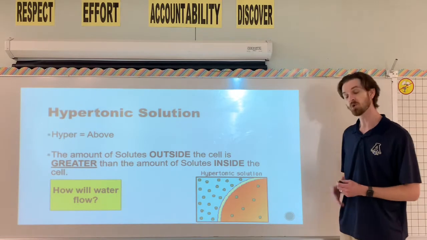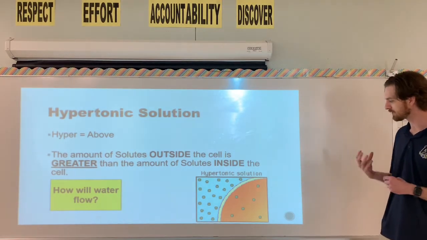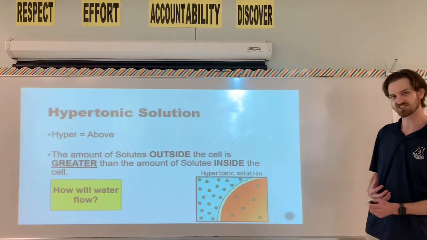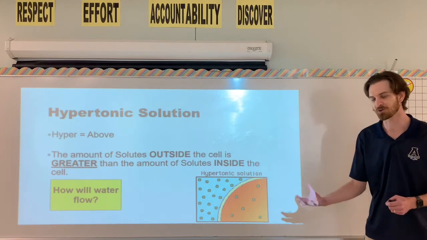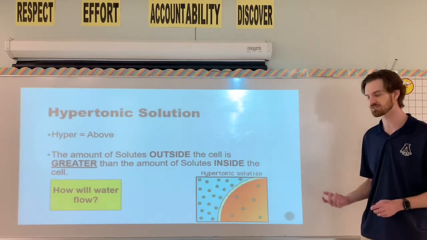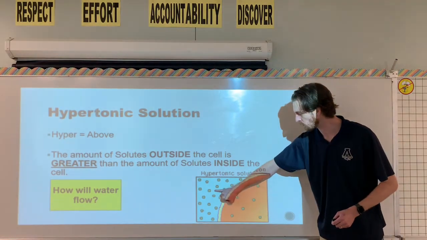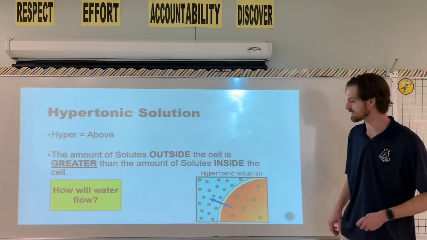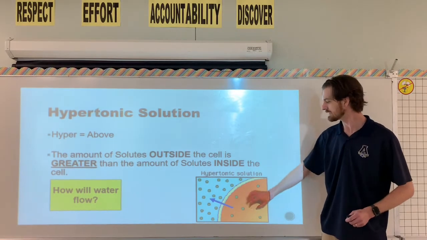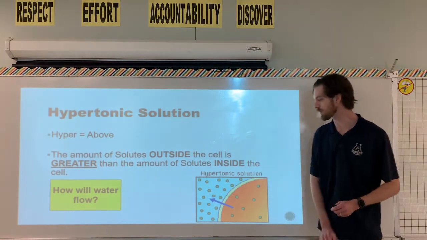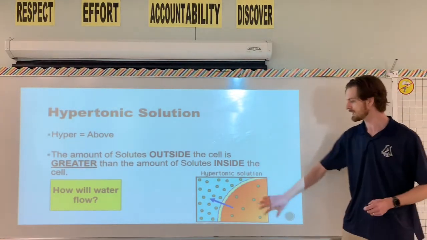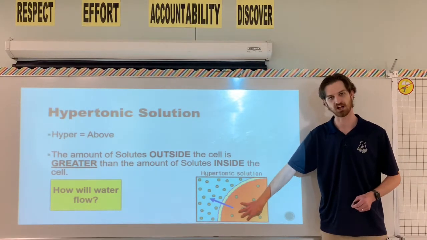So in this case, which way is water going to flow? Well, before we looked at, water likes to go to where there's the most particles, where there's the most things that are dissolved in it, so that way it can help spread them out. So in this situation, instead of water flowing into the cell, water is going to flow out pretty rapidly, because it's going to want to spread out these particles and make that solution match more of what's inside the cell, all right?